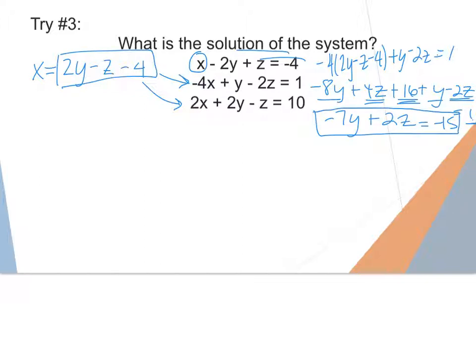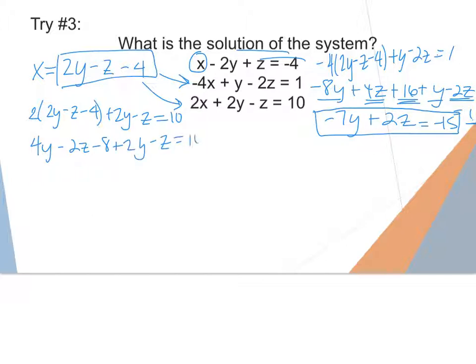Okay, I need to fix the second one, so I need to substitute 2y minus z minus 4 into the last equation. So it will look like this: 2x, or 2 times 2y minus z minus 4, plus 2y minus z equals 10. Okay, I need to distribute the 2. So I will have 4y minus 2z minus 8 plus 2y minus z equals 10.